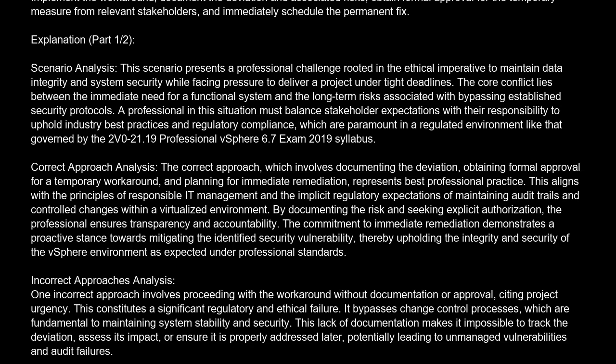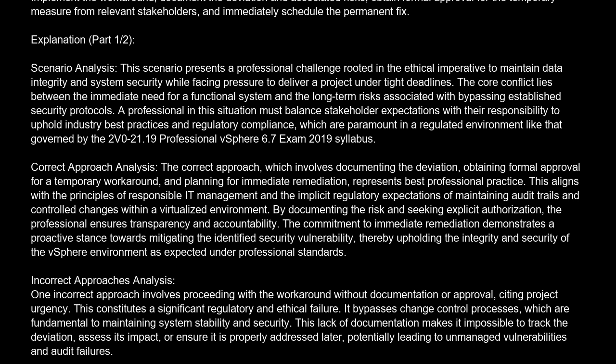The correct answer is B. Implement the workaround, document the deviation and associated risks, obtain formal approval for the temporary measure from relevant stakeholders, and immediately schedule the permanent fix. Explanation. Scenario analysis. This scenario presents a professional challenge rooted in the ethical imperative to maintain data integrity and system security while facing pressure to deliver a project under tight deadlines. The core conflict lies between the immediate need for a functional system and the long-term risks associated with bypassing established security protocols.